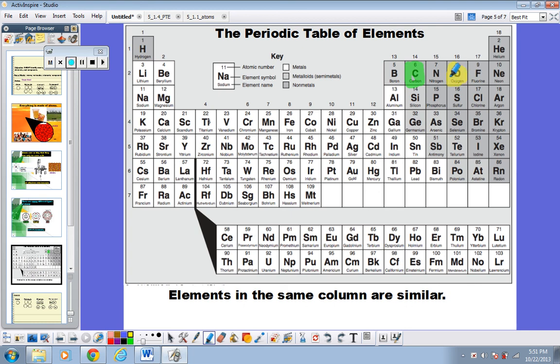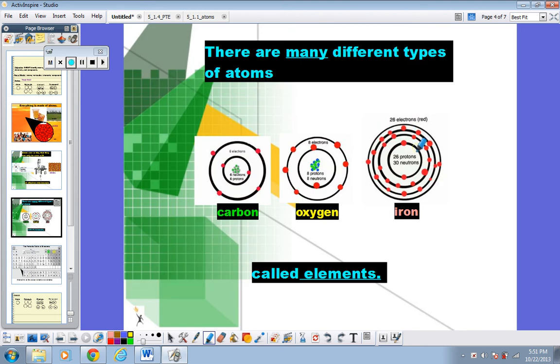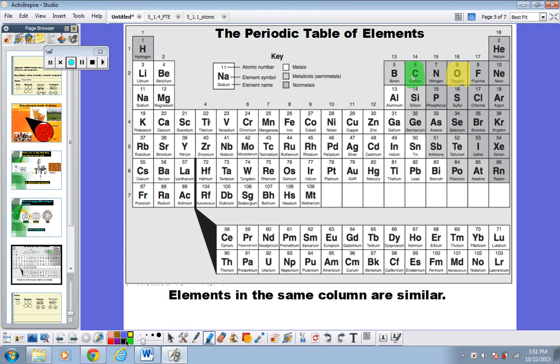Oxygen is another type of atom. And iron is another example. So let's see if we can find iron. Iron is actually Fe. Oh, found it. Number 26. Iron is right here. So all of these boxes are different types of atoms called elements. And remember, last week we learned that elements in the same column are similar. We'll talk about that later.